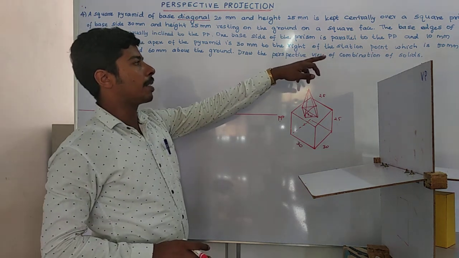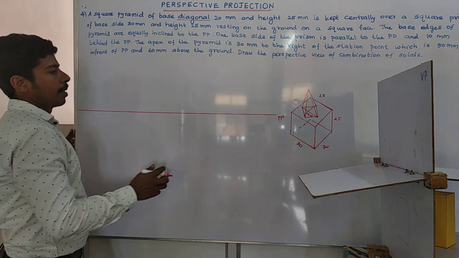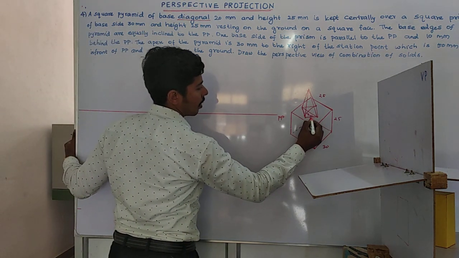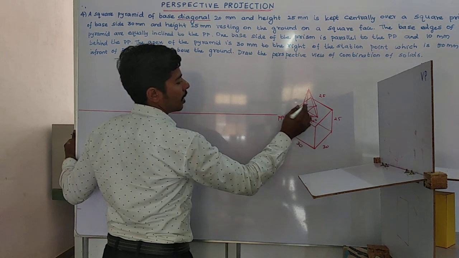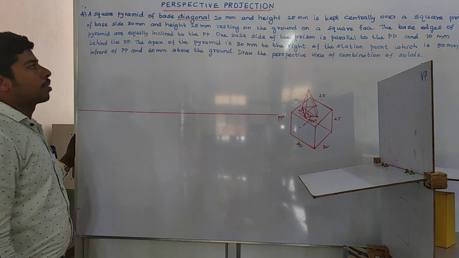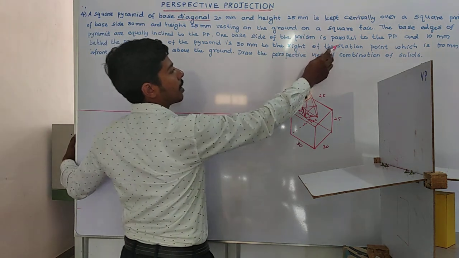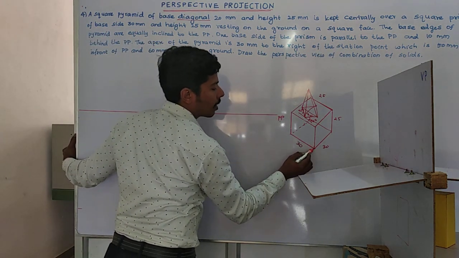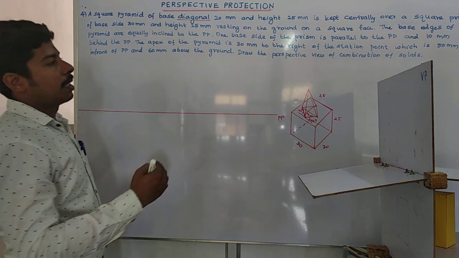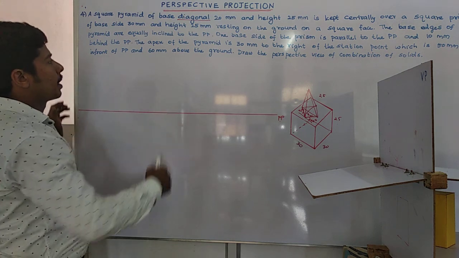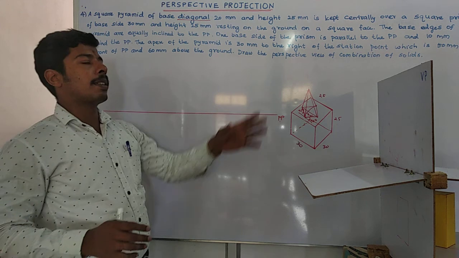The base edges of the pyramid are equally inclined to the picture plane, making 45 degrees to the picture plane. One of the base sides of the prism is parallel to the picture plane and 10 mm behind the picture plane. Then they are explaining about the station point.